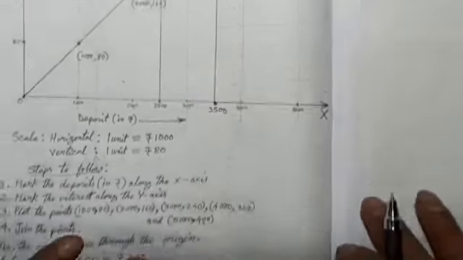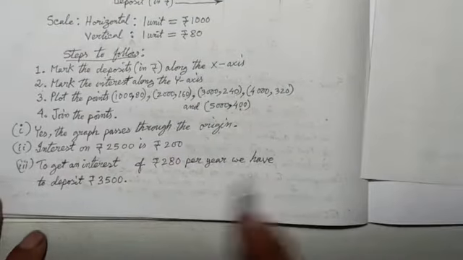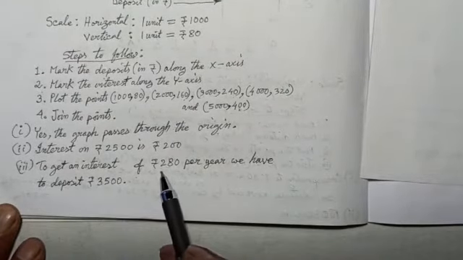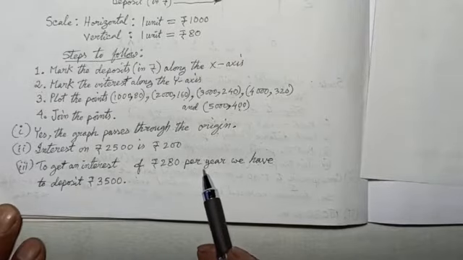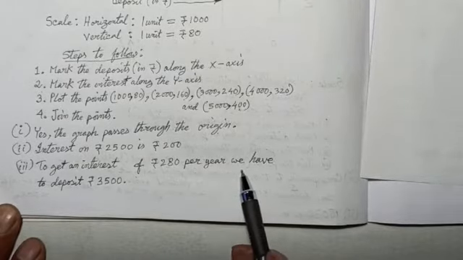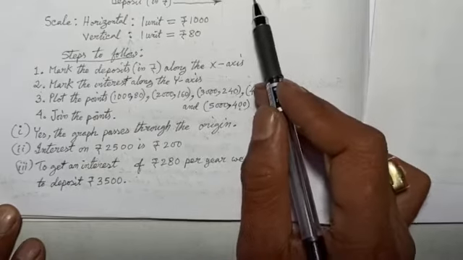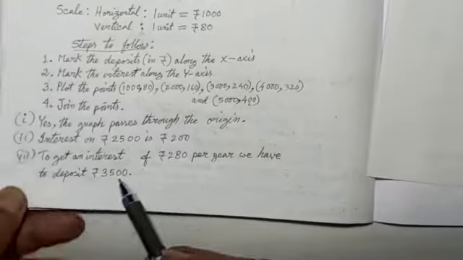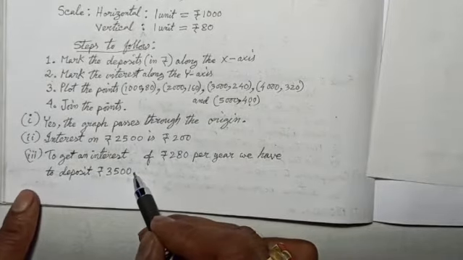So now Roman number 3. To get an interest of rupees 280 per year, we have to deposit this rupees 3500, and here question number C is over.